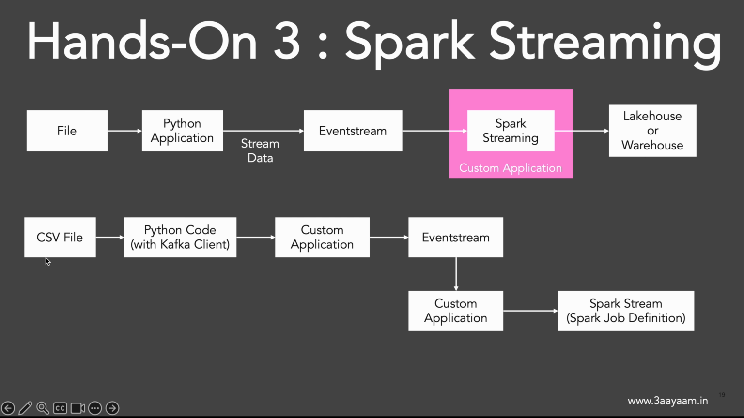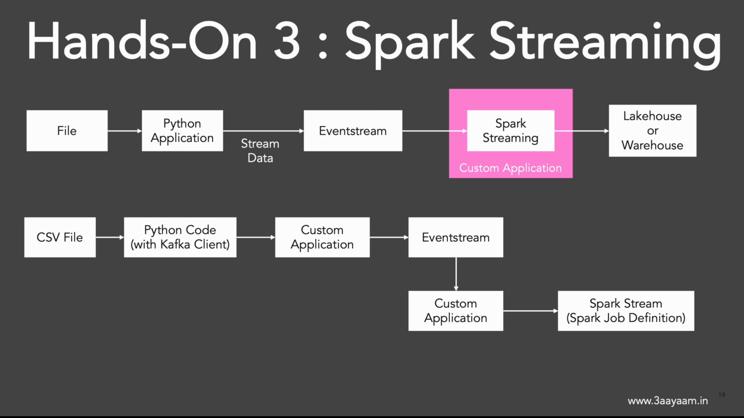We'll be reading from a CSV file and we'll use the Python Kafka producer that we used in the previous video. And using the Kafka protocol, we'll be sending it to the custom application. Using the custom application, this Python Kafka producer will send the records to Event Stream. Now from there, we will add the destination as a custom application also. And this custom application would be a Spark streaming application using the Spark job definition that we have seen in Fabric.